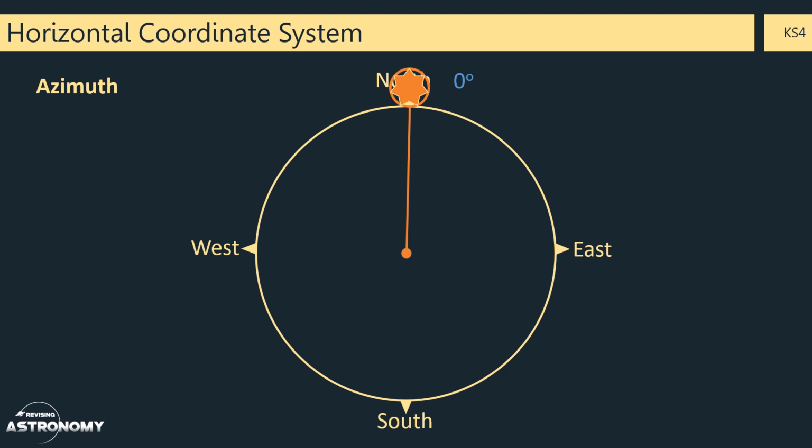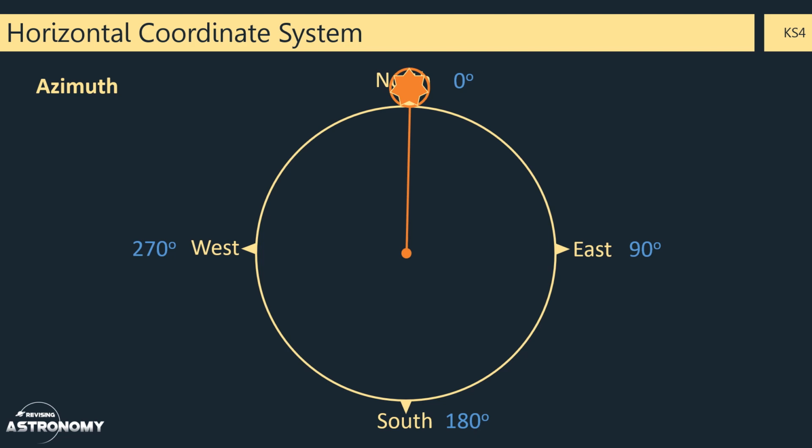If we then move round to a star that was in the east, we'd have moved 90 degrees around our circle, so we'd say it has an azimuth of 90 degrees. Following around the cardinal points, south would have an azimuth of 180 degrees, and west would have an azimuth of 270 degrees. These are the points you're most likely to get questioned on in an exam.